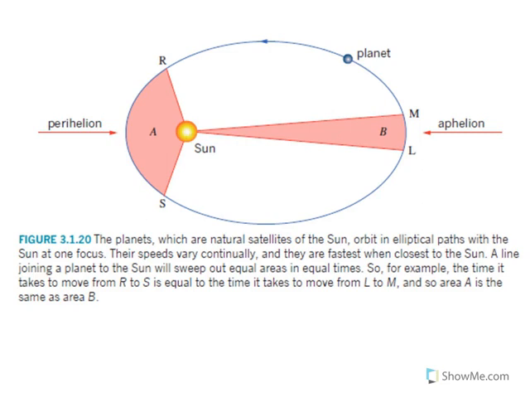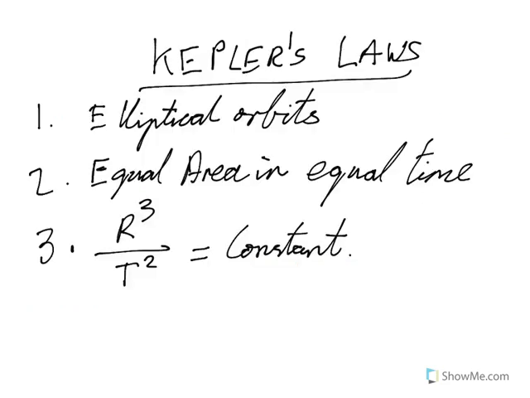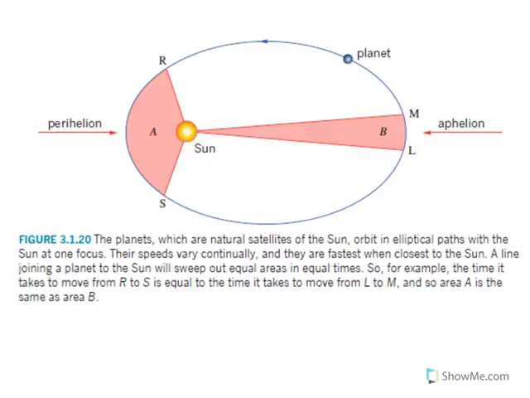Don't need to worry too much about that at the moment. Elliptical orbit. The second one, this is the interesting one. So, equal area in equal time. What he's saying is the time that it takes this planet to go from L to M, if we go back to the Sun, that area that's called B, if the same time the planet goes from R to S, so the time that it takes to go there and the time that goes there are the same, then those two areas are the same.